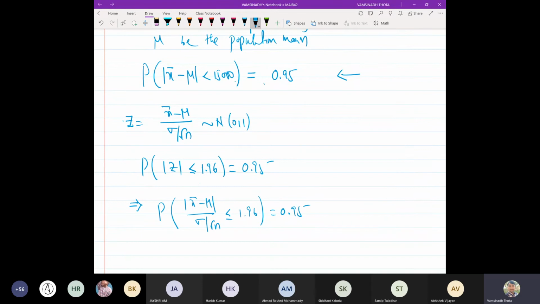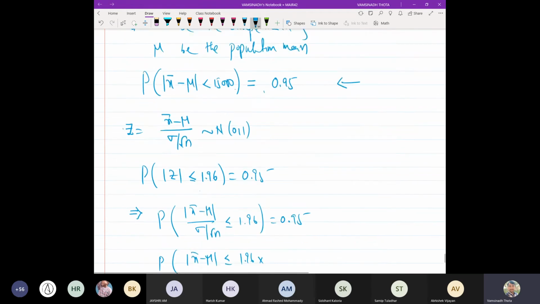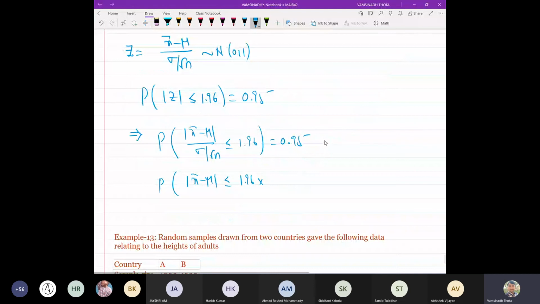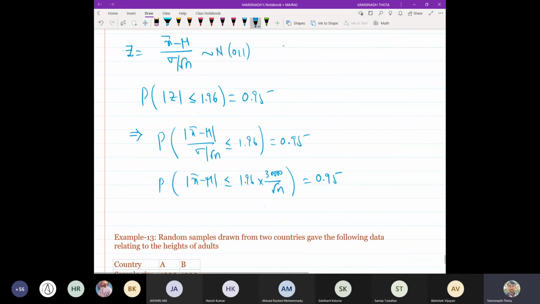Now from this one, what we can get is the probability of modulus of x bar minus mu is less than or equal to 1.96 times sigma. Sigma is already given to us, right? How much sigma? The standard deviation of the population, 30,000. So 30,000 upon root n is equal to 0.95.